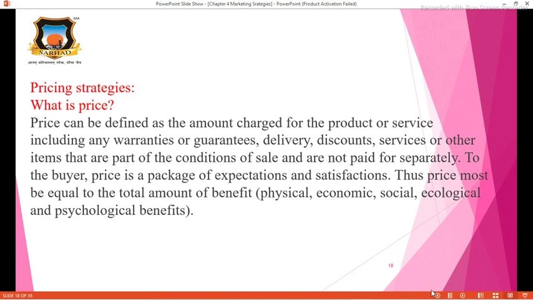As per the law of demand, if the price increases, the demand decreases and vice versa. Hence, the price should be reasonable, beneficial to the producer and reasonable to the consumer. Hence, deciding the price is an important factor in marketing.